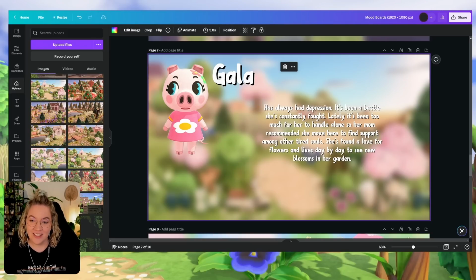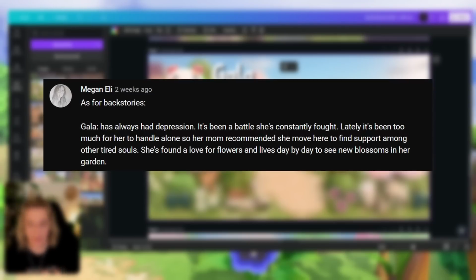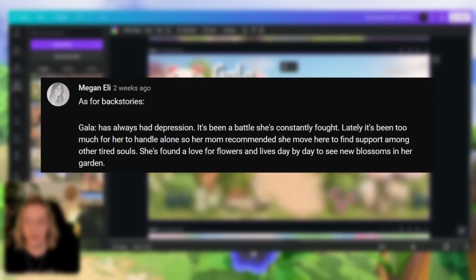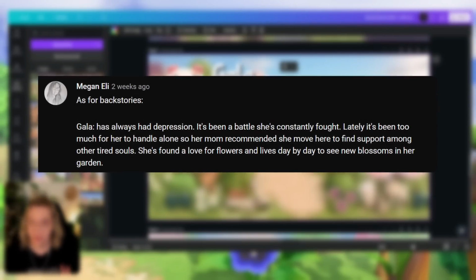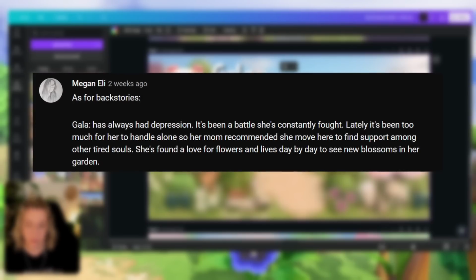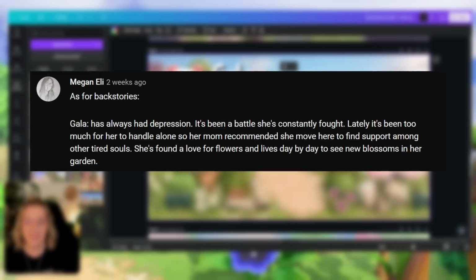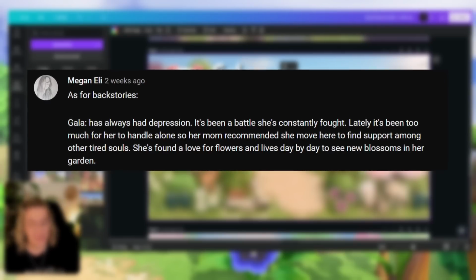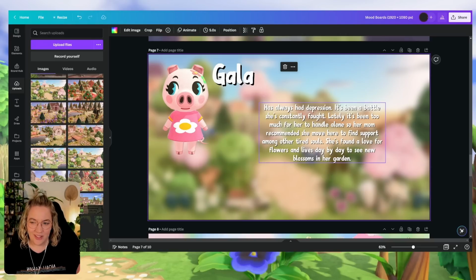All right, so for Gala, someone said, Gala has always had depression. It's been a battle she's constantly fought. Lately, it's been too much for her to handle alone, so her mom recommended she move here to find support among other tired souls. She's found a love for flowers and lives day by day to see new blossoms in her garden. I absolutely love this. So we already had the idea of giving her a little flower garden. She does live relatively close to the entrance and the peninsula, so I really like this idea. I think it's very relatable too.